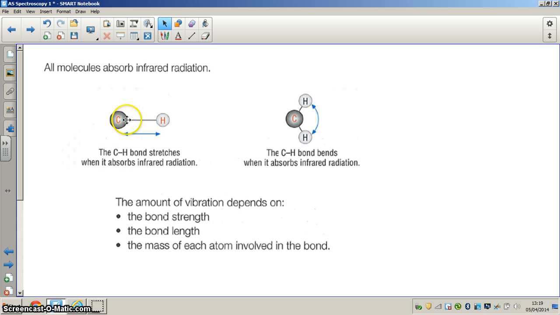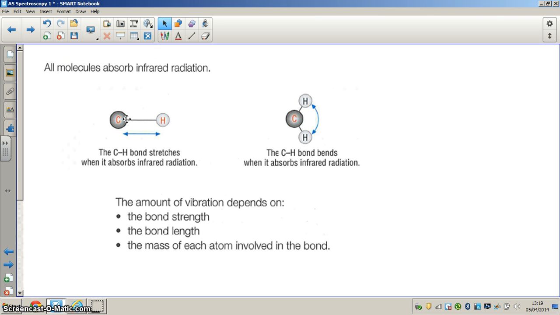The first vibration is a stretching vibration. So we've got a carbon atom here and a hydrogen here, and at a particular frequency in the IR spectra, this bond will vibrate. In other words, these molecules will vibrate more than they do in normal conditions. And at that point, the molecule absorbs the infrared radiation.